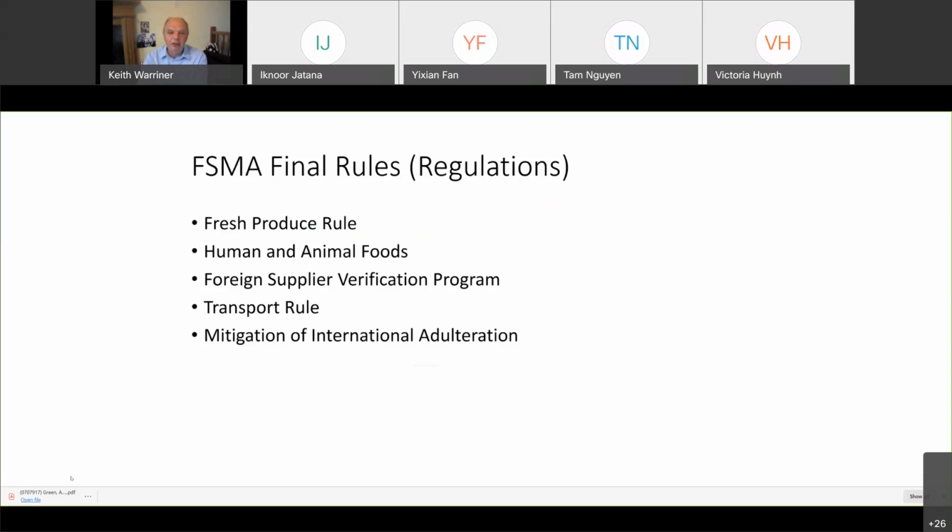The foreign supply verification: all companies exporting to the US must work under FSMA regulation. The transport rule is where transporters needed to log what they were carrying, the temperature of it, the standard they have in terms of sanitation, all this.